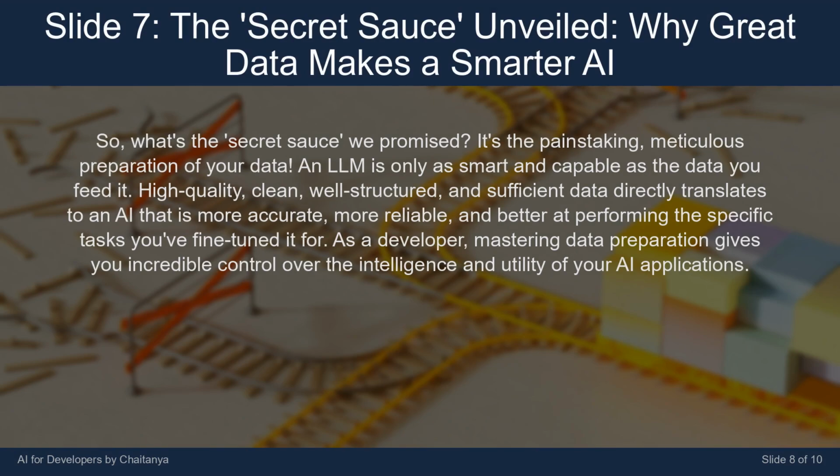So, what's the secret sauce we promised? It's the painstaking, meticulous preparation of your data. An LLM is only as smart and capable as the data you feed it. High quality, clean, well-structured, and sufficient data directly translates to an AI that is more accurate, more reliable, and better at performing the specific tasks you've fine-tuned it for. As a developer, mastering data preparation gives you incredible control over the intelligence and utility of your AI applications.